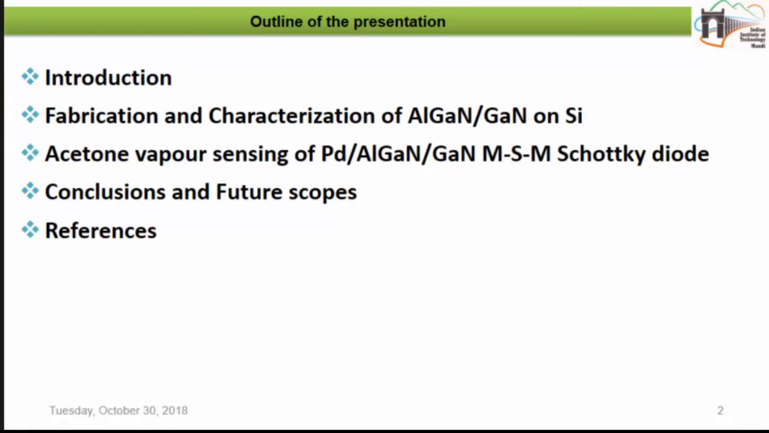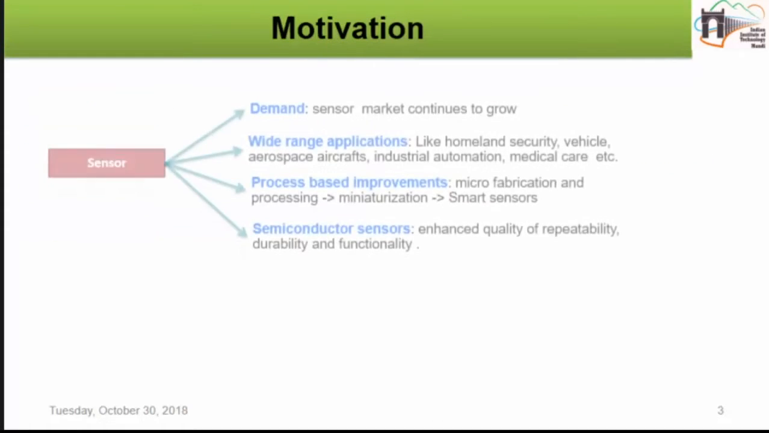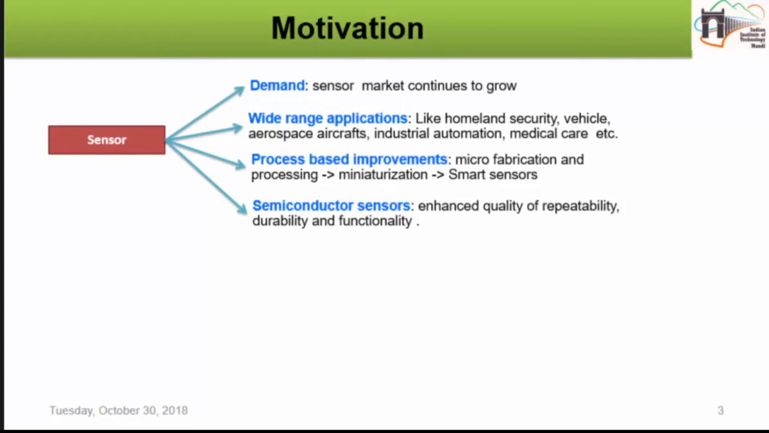In the introduction part, I will cover a little bit about my motivation and what is the use of an acetone sensor, and then I will go to the fabrication and characterization part of the material, and then how it applies for the acetone sensing purpose, and then conclusion. First, in the motivation, why sensors? From yesterday you were hearing everything about sensors. So I will quickly skip to the next portion.